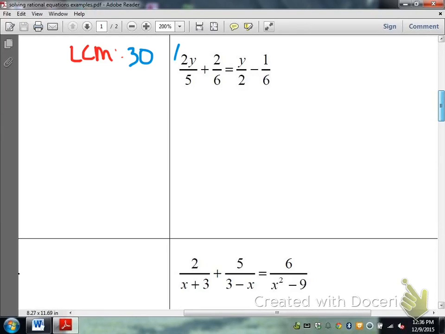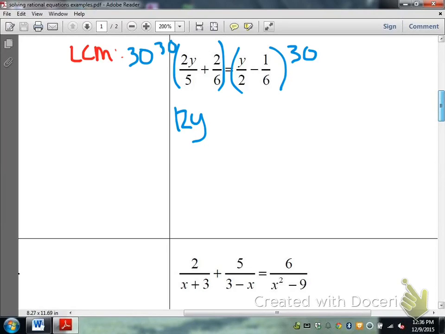So, once you found your LCM, again, you want to multiply everything by the least common multiple. The reason you want to do that is because, as you saw in the first example, it clears all the fractions. So what is 30 times 2y over 5? 60y over 5. Which reduces to? 12. Yes.